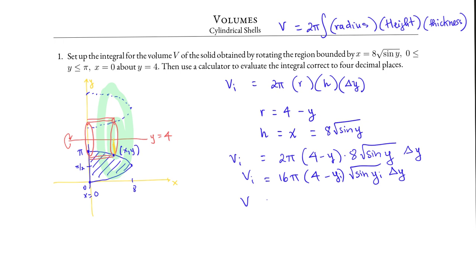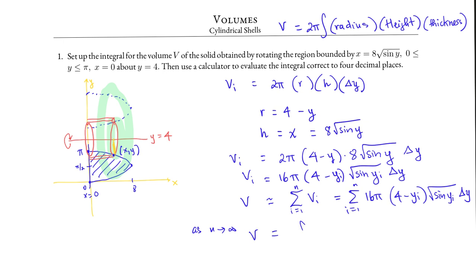The total volume is approximately the sum of n of these volumes as i goes from 1 to n. Each of these volumes is 16 pi times 4 minus y sub i, times the square root of sine of y sub i, delta y. As n goes to infinity, we obtain the exact volume as the integral. The Riemann sum turns into the integral of 16 pi times 4 minus y. We drop the subscript i. The square root of sine of y, and delta y is now dy.